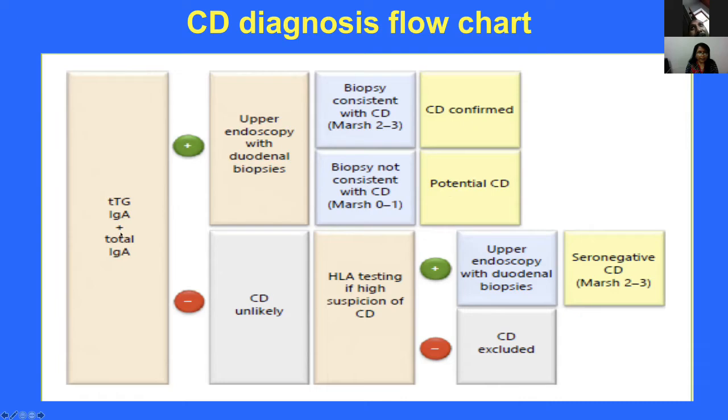If anti-TTG is negative and total IgA is normal, celiac disease is unlikely. But if we have strong clinical suspicion of this disease, then we get HLA testing done. Then if HLA is positive, we do upper GI endoscopy and duodenal biopsy. If the biopsies are positive, then we say these are seronegative celiac disease. And if HLA is also negative, then celiac disease can be excluded with almost 100% negative predictive value. Basically, we can rule out celiac disease in that patient.